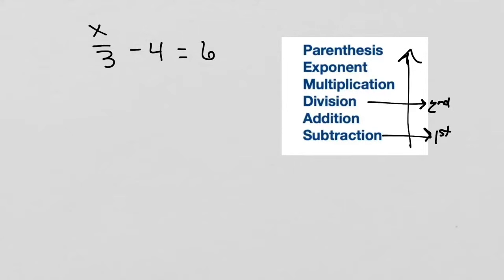To get rid of the minus 4, we must perform the opposite operation on both sides of the equation, so we will add 4 to both sides. The 4 will cancel out. 6 plus 4 is 10. We now have x divided by 3 equals 10.